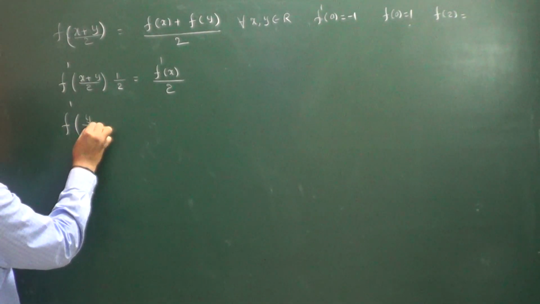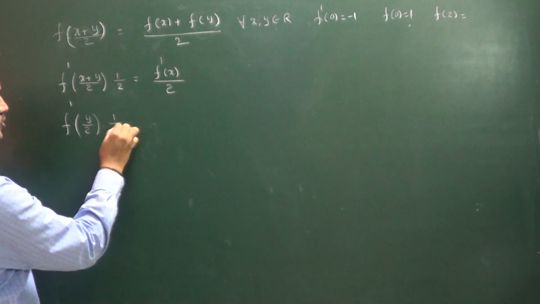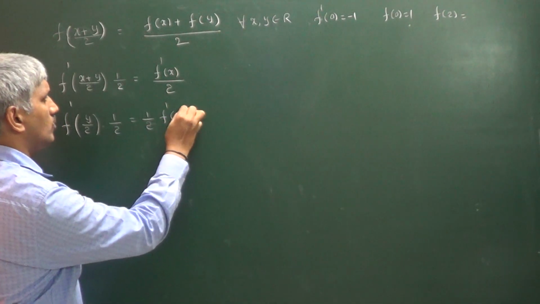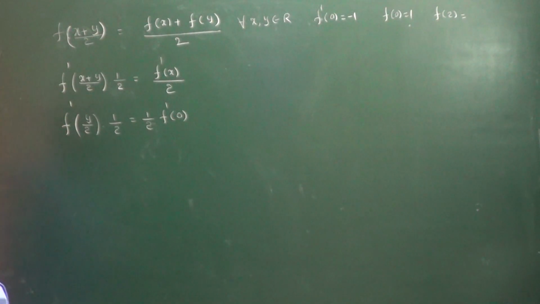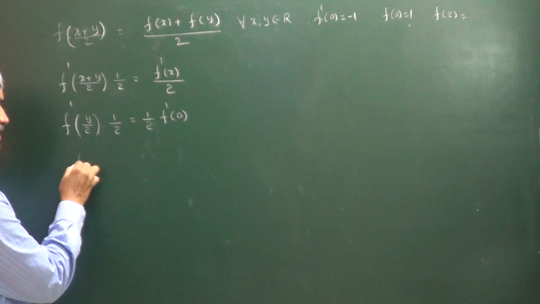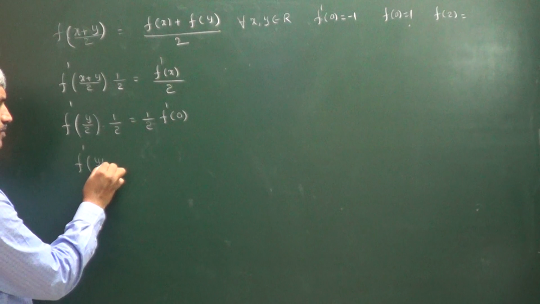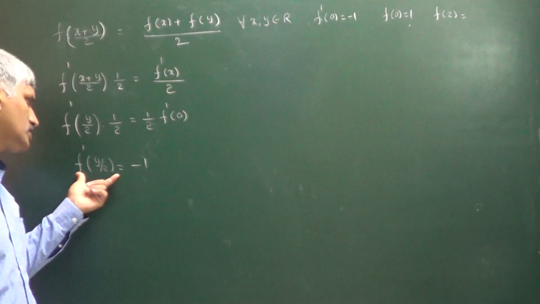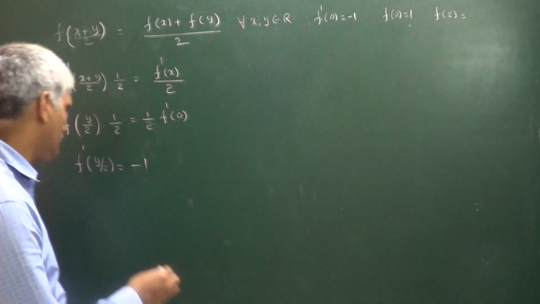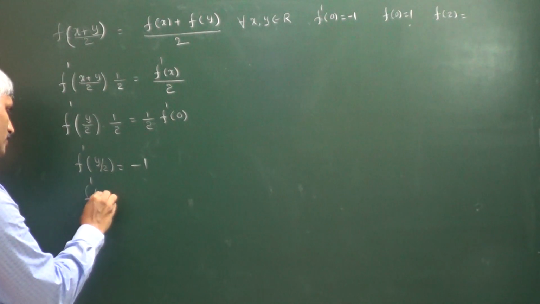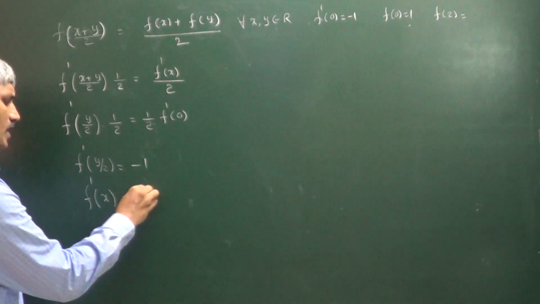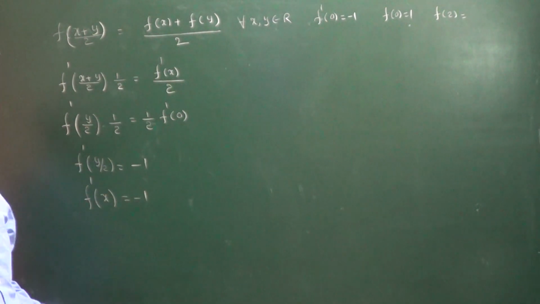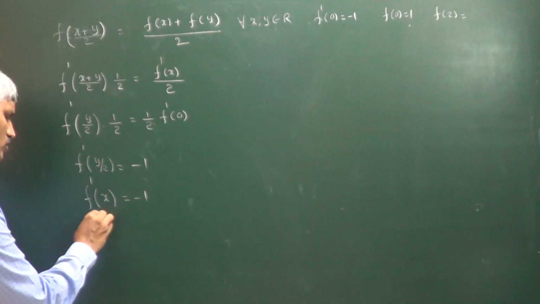Then we will get f dash of y by 2 into 1 by 2 is equal to 1 by 2 into f dash of 0. I just substituted x equal to 0. So 1 by 2 cancels, and we get f dash of y by 2 is equal to minus 1. So f dash of x also becomes minus 1 only, because whatever constant we replace here, it becomes the same. F dash of x is equal to minus 1.